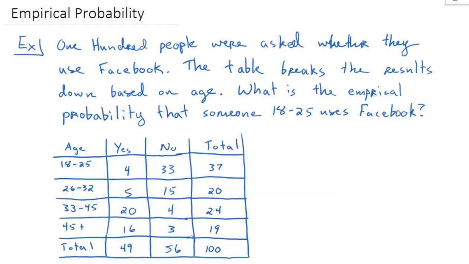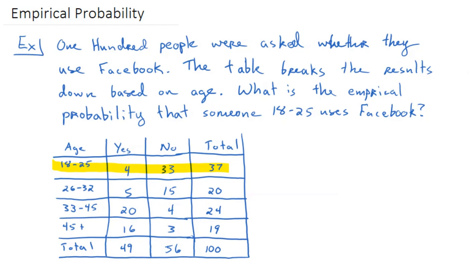Okay, so here is an example based on a survey. 100 people were asked whether they use Facebook. The table breaks down the results based on age. What is the empirical probability that someone 18 to 25 uses Facebook? So in this case, even though they gave us all this other information, we're just looking at the age 18 to 25. So the probability that someone 18 to 25 uses Facebook.